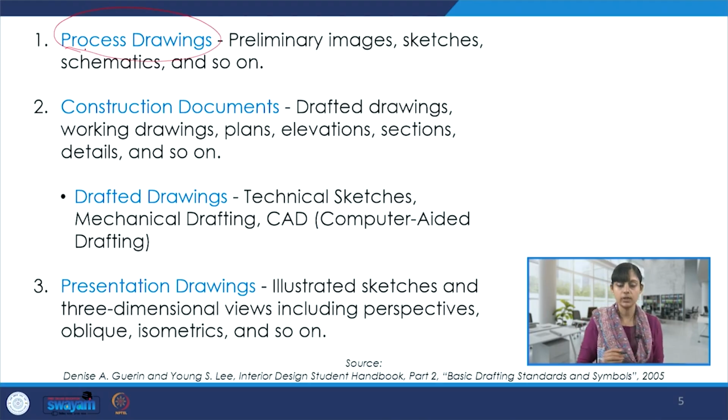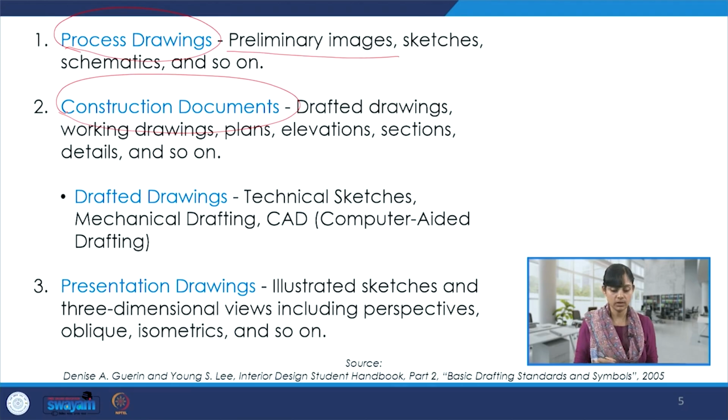There are process drawings, and process drawings essentially mean preliminary images or sketches and schematics. They don't have to be hardcore construction drawings or working drawings. Then we have construction documents or working drawings or drafted drawings, which give proper information regarding how they will be drafted. There are working drawings and technical drawings like plans, elevations, sections, also zoom-in details.